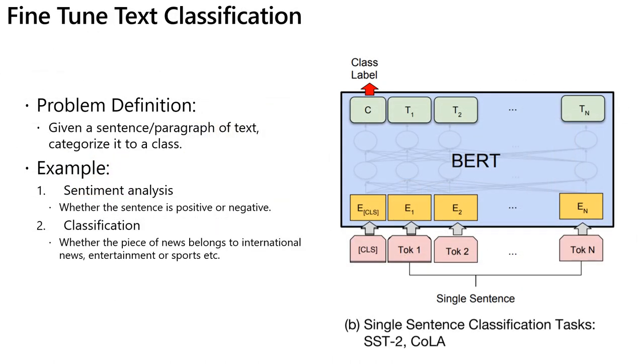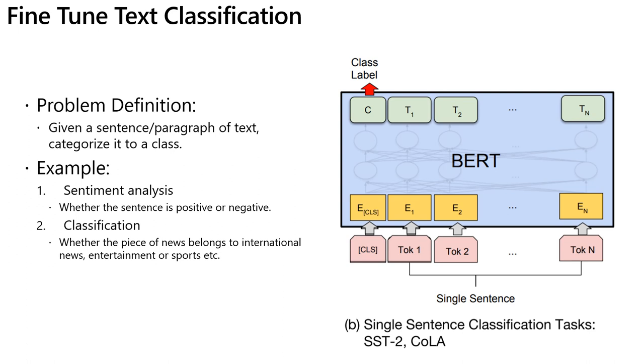Next, let's talk about fine-tuning a transformer-based pre-trained model for standard NLP tasks. In all these tasks, we are really using transformers to create a meaningful representation of each input token. The first fine-tuning task is text classification. The problem of text classification is that given a sentence or paragraph of text, categorize it to a class. An example is sentiment analysis. We determine whether a sentence is positive or negative, or we determine the category of a document.